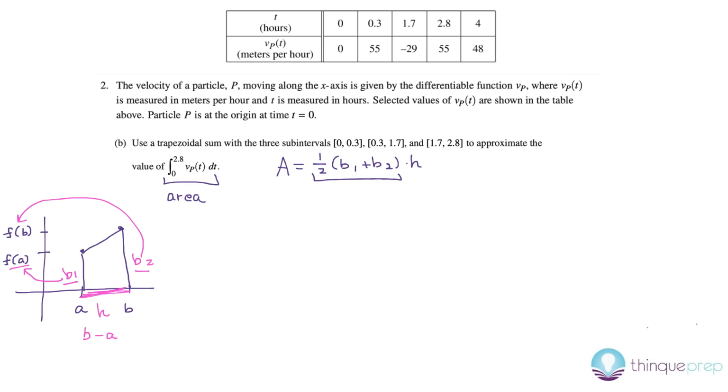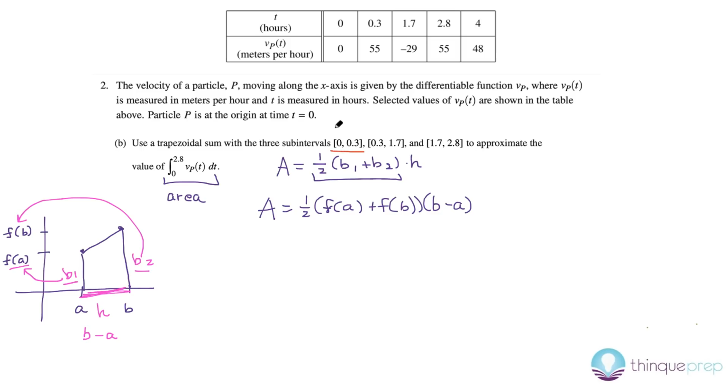So then if we want to use the calculus notation, we can say that the area of the trapezoid, given x values of a and b, is 1/2 f of a plus f of b times b minus a. Well, where are our x values? Well, they're given to us.